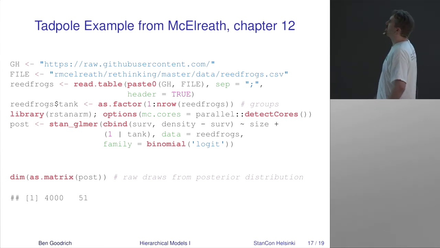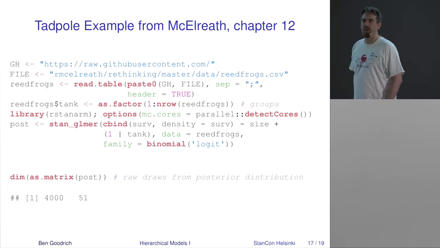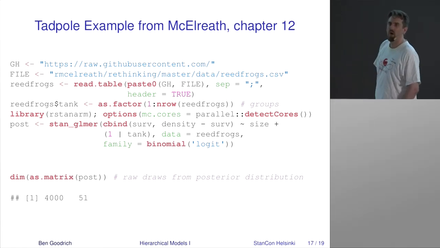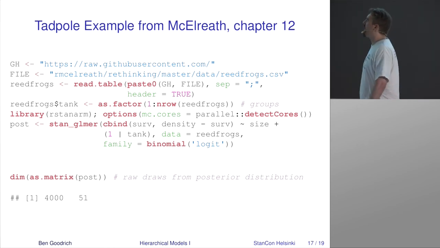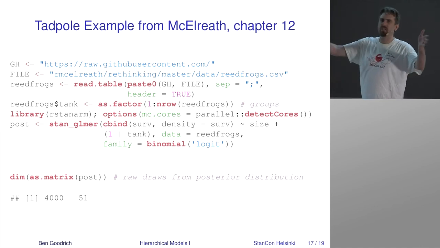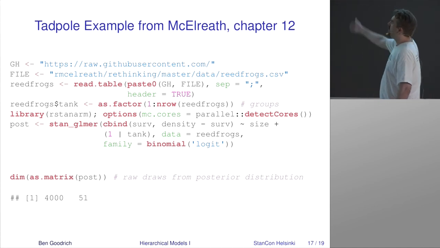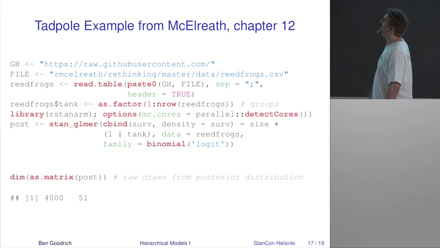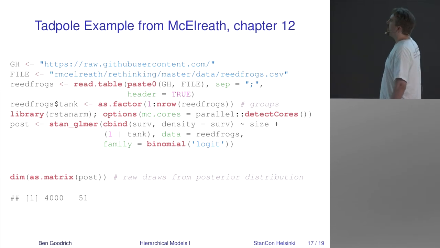So there's plenty of reason to think that the survival rate is going to vary from one tank to the next. It also might systematically vary by the size of the tank. In this case, size is just a factor: there are big tanks and small tanks that are indicated by these size variables. The first few lines are important, but they just download the data, and there's no real conceptual thing going on.